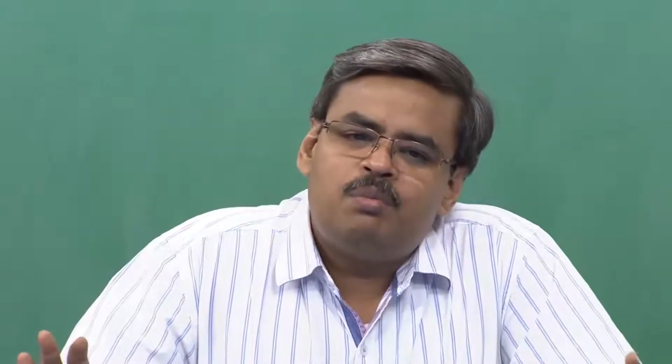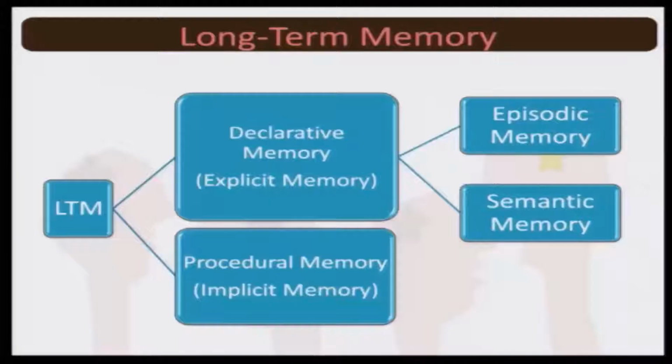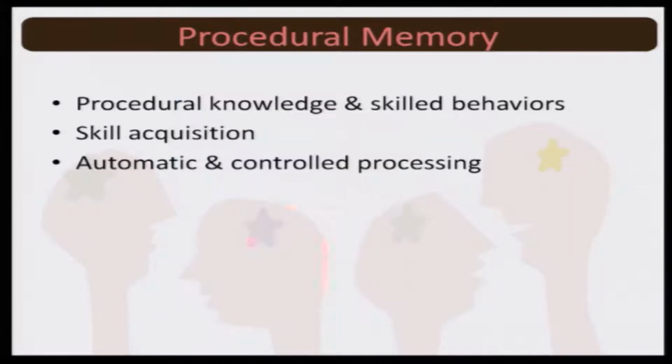Till now we have talked about episodic and semantic memory, which are basically part of the declarative memory. It is also called explicit memory. Let us now come to the implicit side of the memory, what is called procedural memory. Procedural memory basically constitutes the knowledge of the procedure and the skilled behavior.